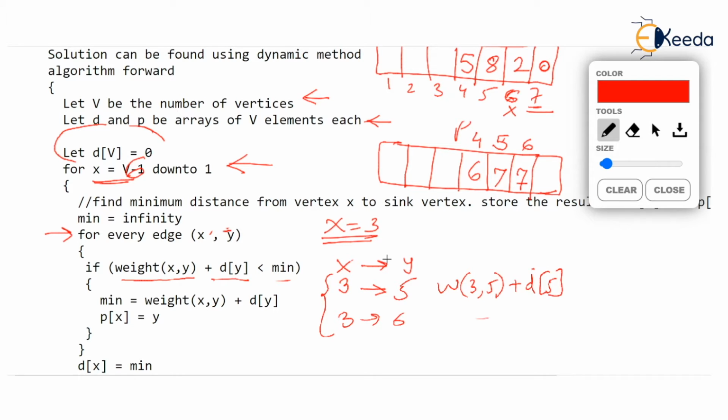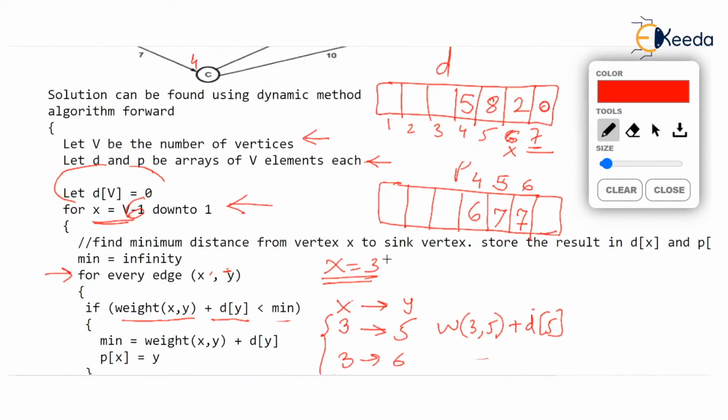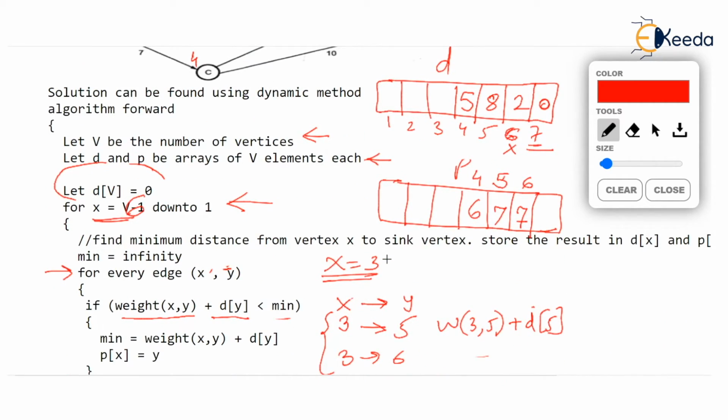What is weight of 3 comma phi? Let's see. 3 comma phi is 4. And here comes the fun part. Weight of 3 comma phi is 4. And what is d phi? Now the fun part is 4 plus. Observe, d phi need not be found because d phi was found in the earlier pass. Check this, d phi is 8. We have already found. That's dynamic algorithm. 4 plus 8, which is nothing but 12.